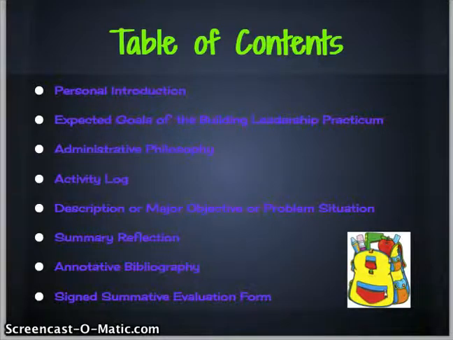I'll start with my personal introduction, expected goals of the Building Leadership Practicum, philosophy, my activity log with several different examples that go with it, description and major objective or problem situation, my summary reflection, followed by annotative bibliography, and my signed summative evaluation form.